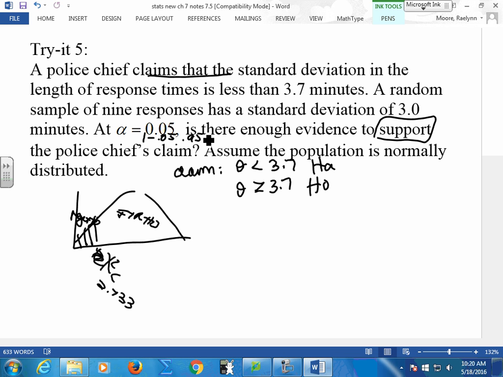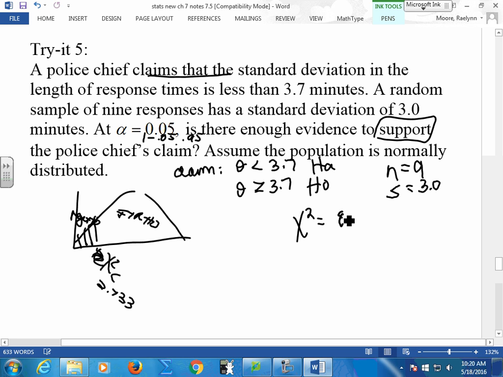Okay, pull out your sample information. We have a random sample of how many? 9. A sample standard deviation, that's your S. Okay, so therefore, find your test statistic. What's your degrees of freedom? 8. Your sample standard deviation, square it. What's your population standard deviation? Good. And what's your test statistic?